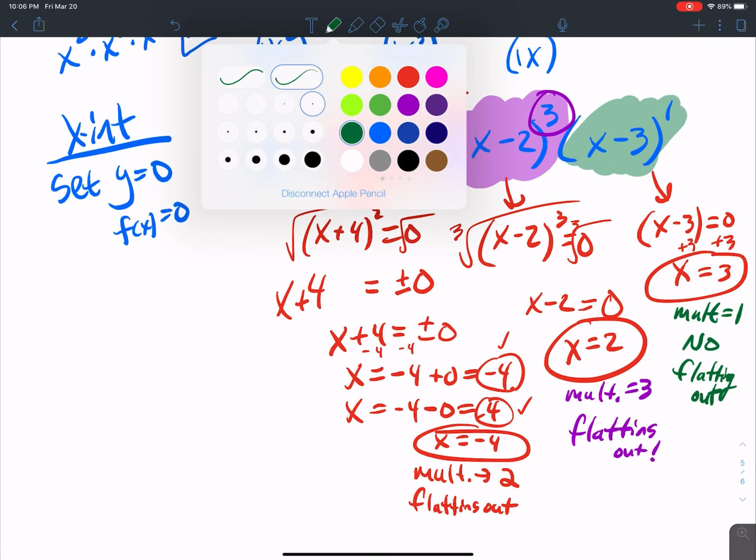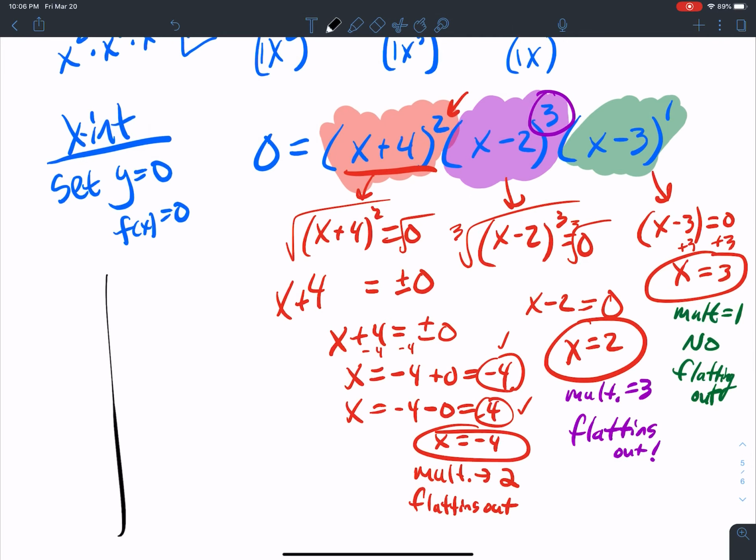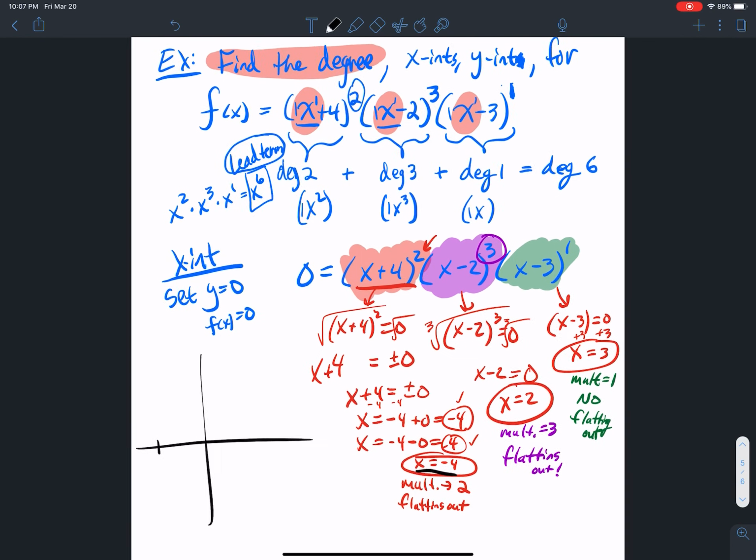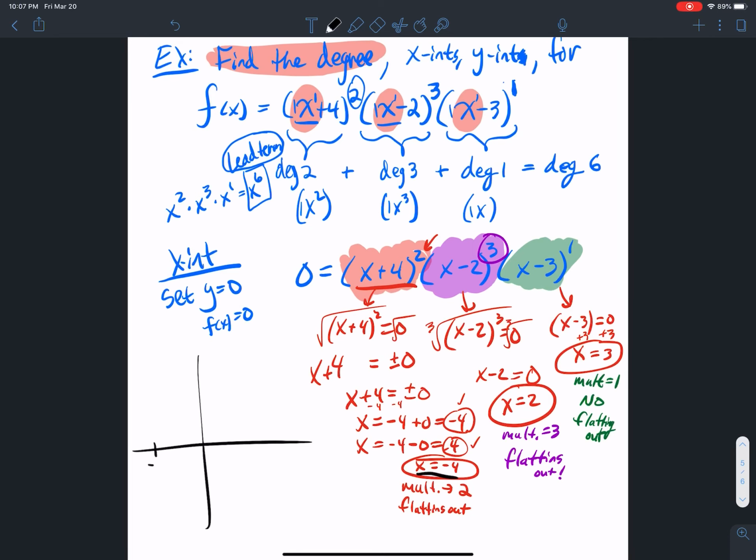So if I was going to graph this, what would this look like? I have zeros at negative 4, at 2, and at 3. I mark those first. Those are my x-intercepts. How do I get a y-intercept? For the y-intercept, I set x equal to 0.